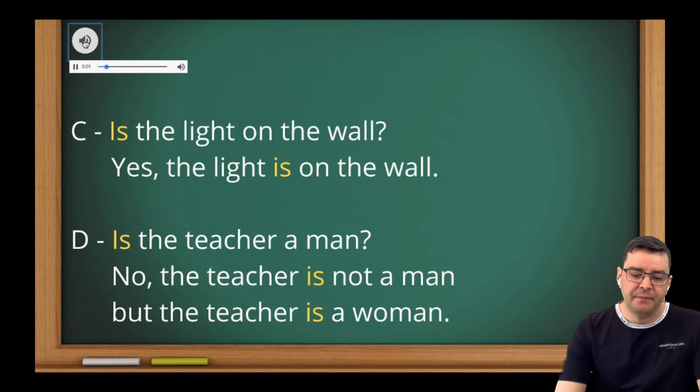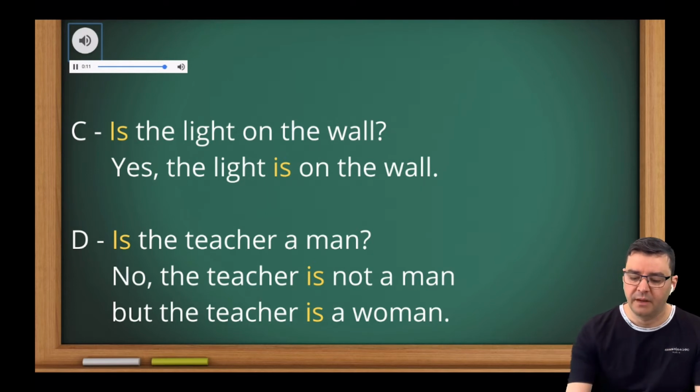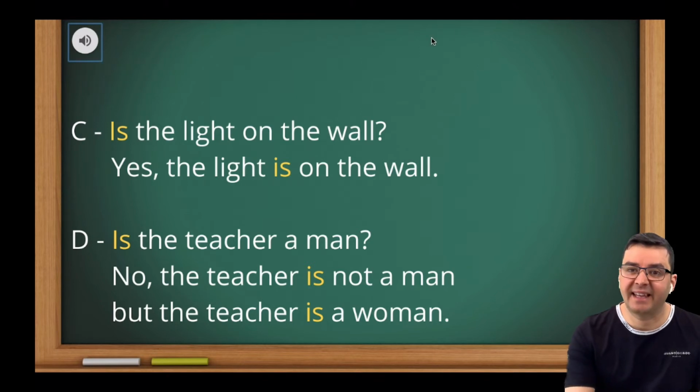C. Is the light on the wall? Yes, the light is on the wall. D. Is the teacher a man? No, the teacher is not a man, but the teacher is a woman.